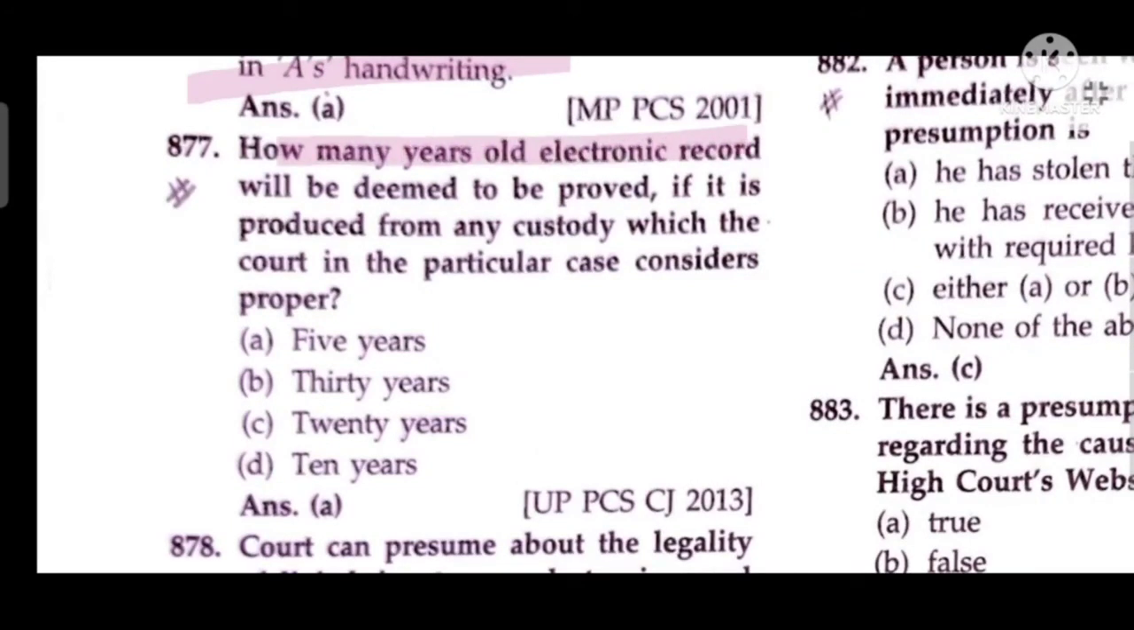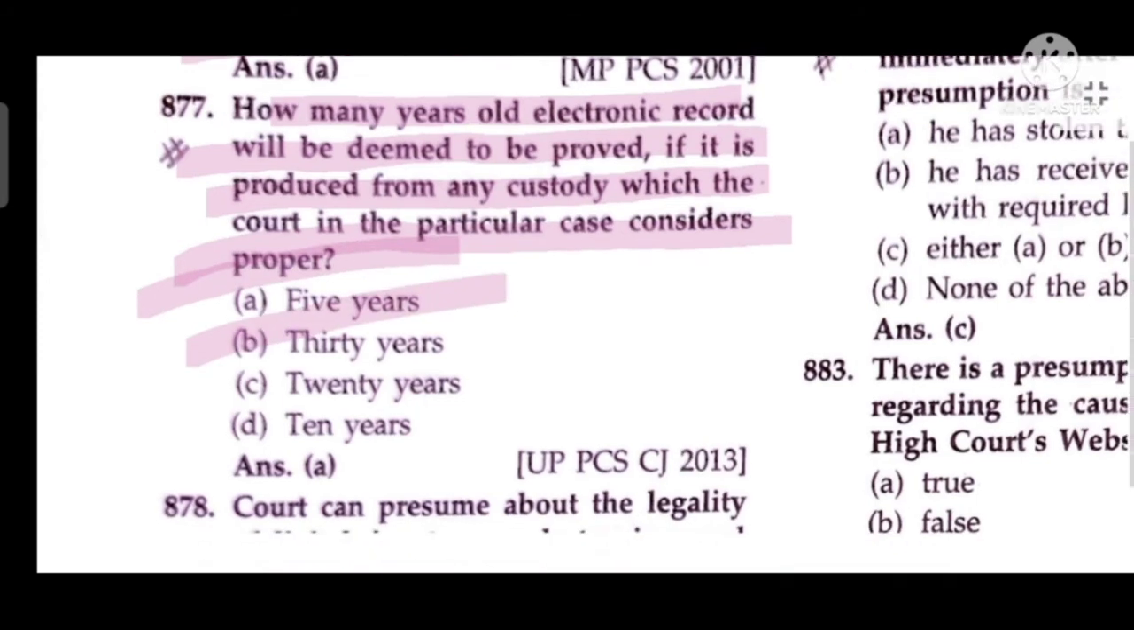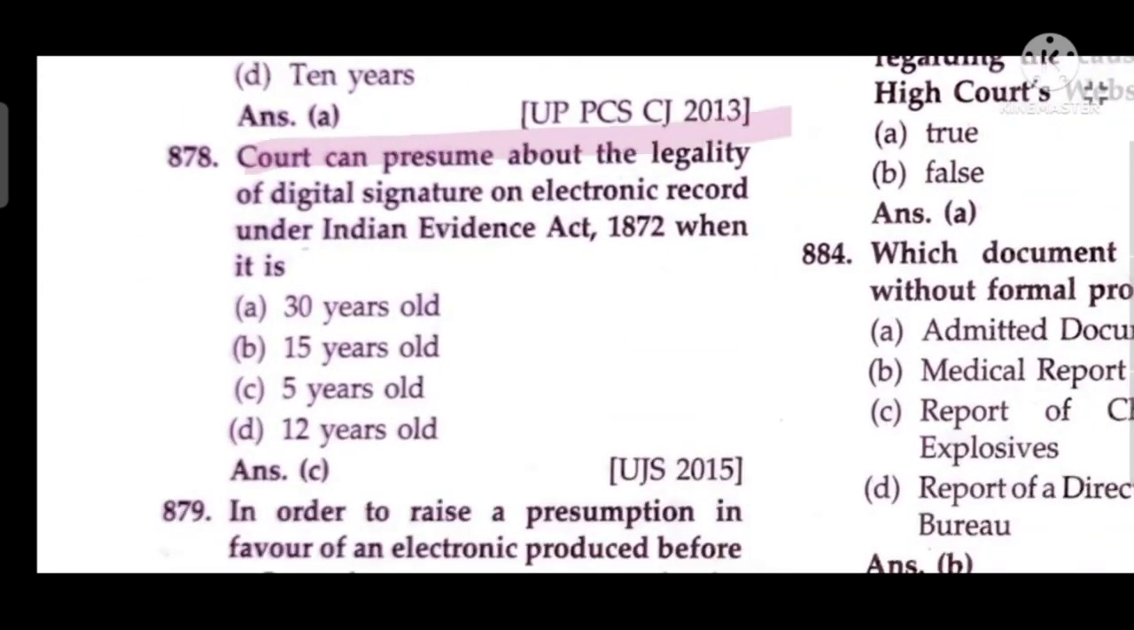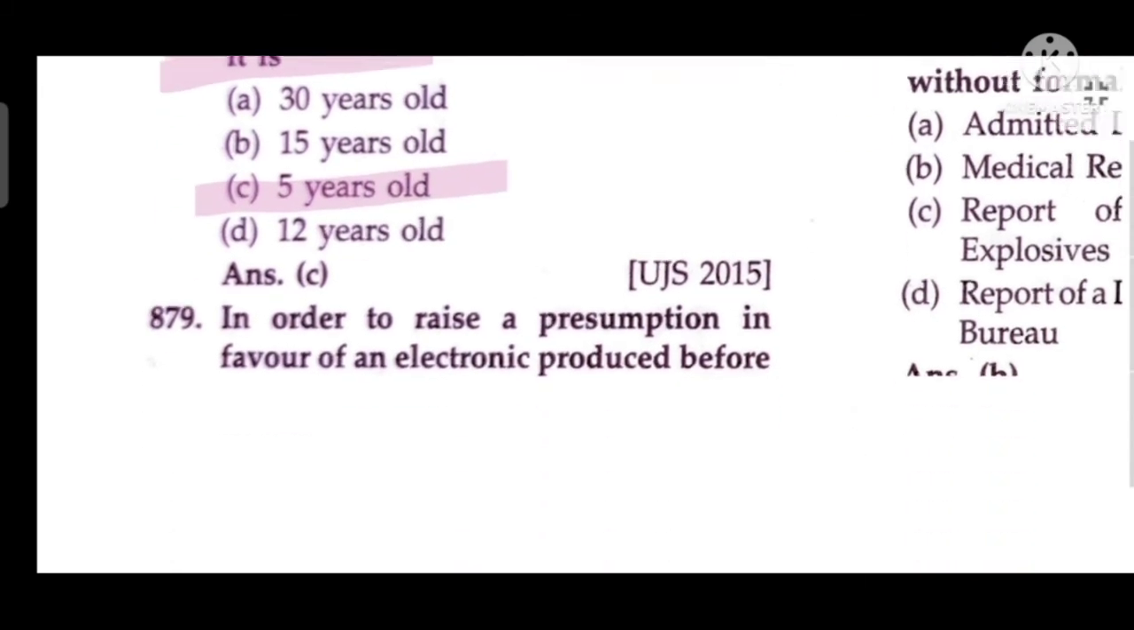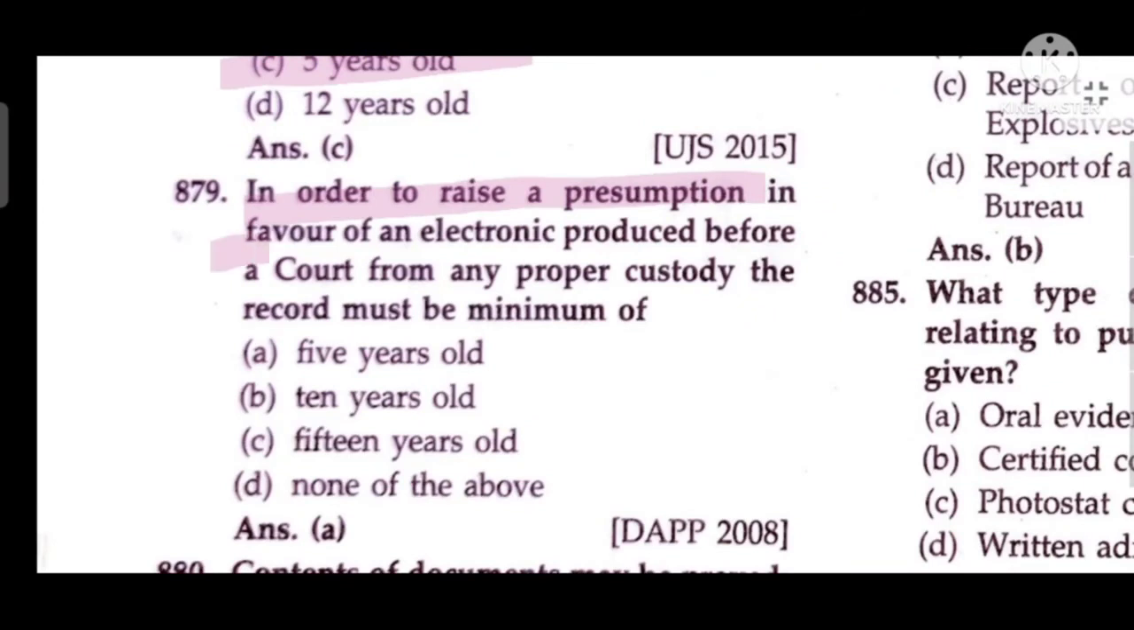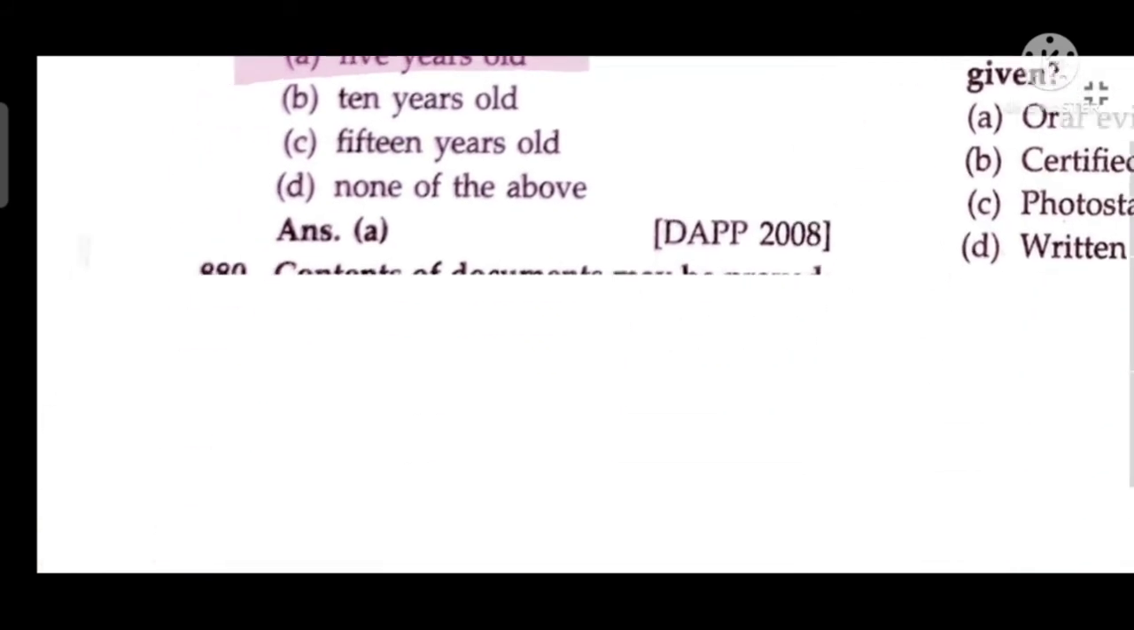How many years old must an electronic record be to be deemed proved if produced from any custody which the court in the particular case considers proper? Five years. The court can presume the digital signature on the electronic record under the Indian Evidence Act 1872 when it is five years old. To raise the presumption in favor of an electronic record produced before a court from proper custody, the record must be a minimum of five years old.